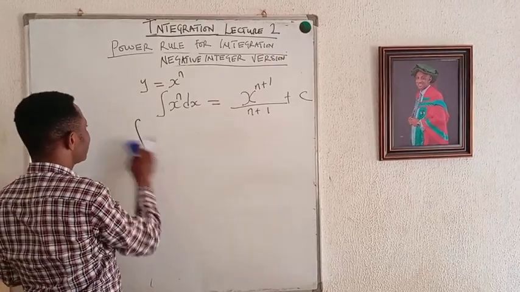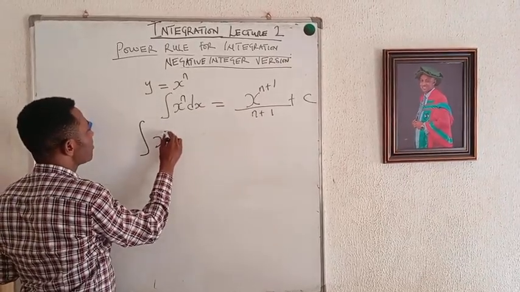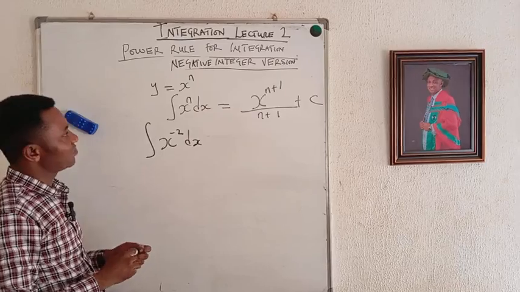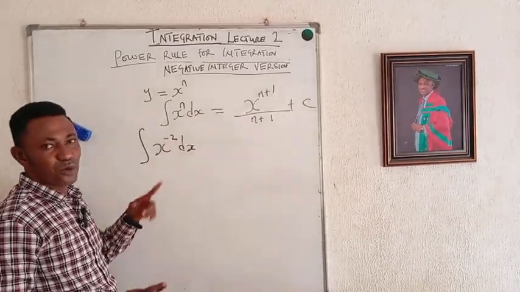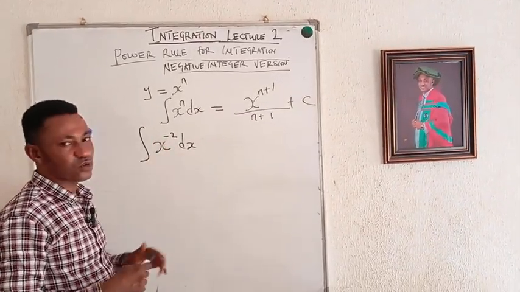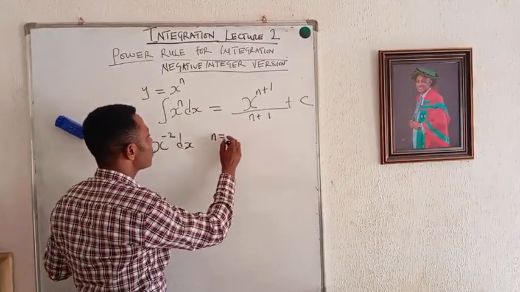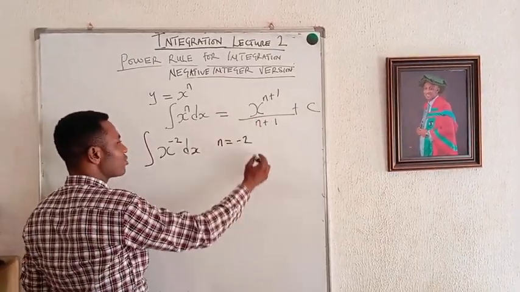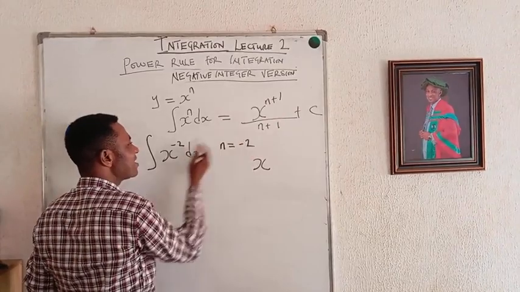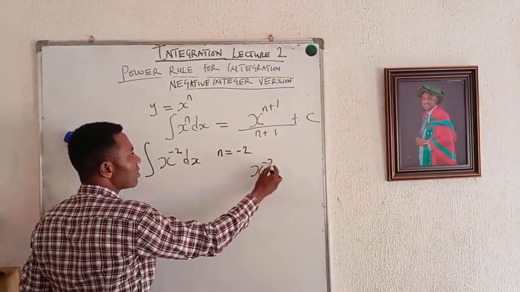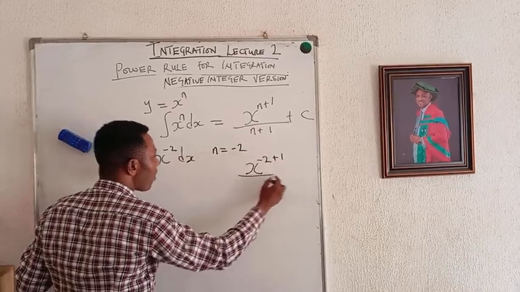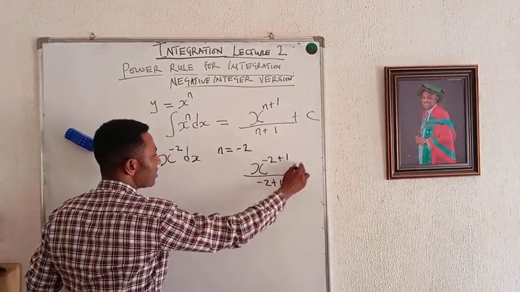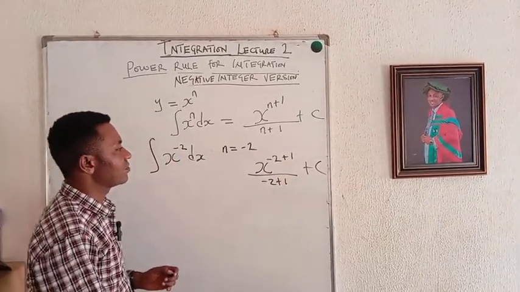Now, when n is negative, for example, say we integrate x minus 2 dx. The power is no longer positive, it's negative 2. That is, my n is equal to minus 2. So what will happen now? The solution is x power minus 2 plus 1 all over minus 2 plus 1, then plus the constant of integration.